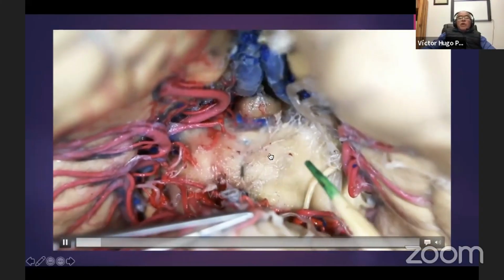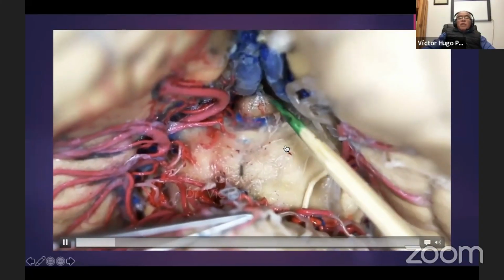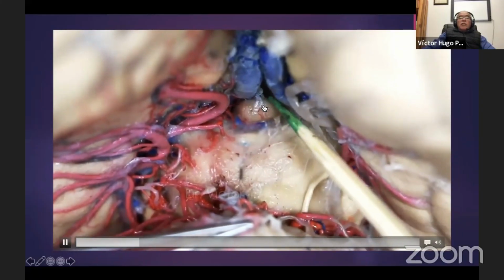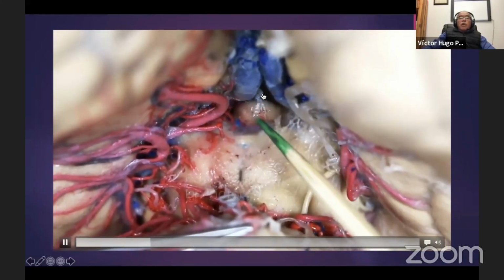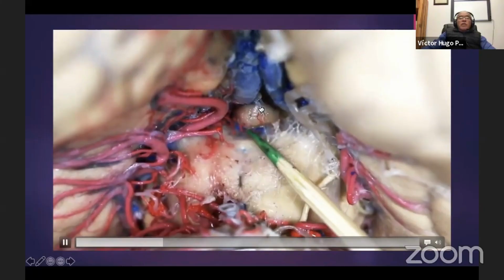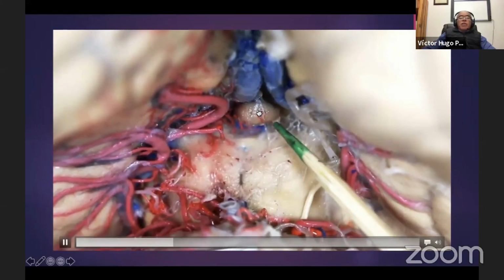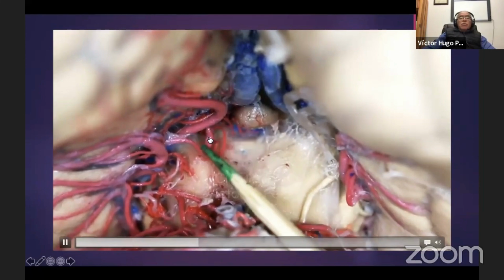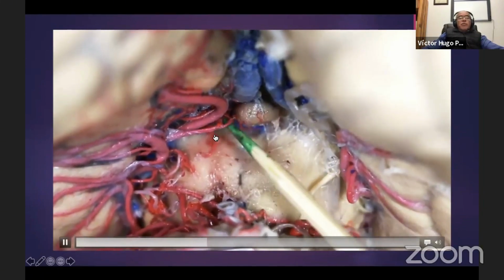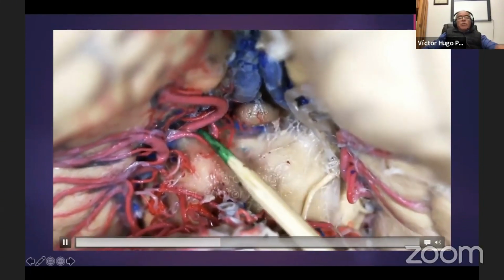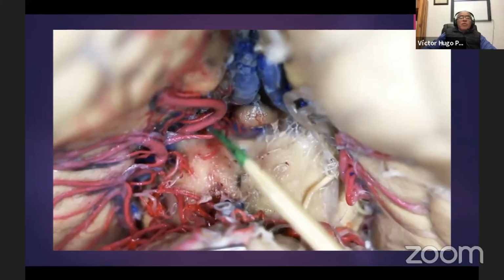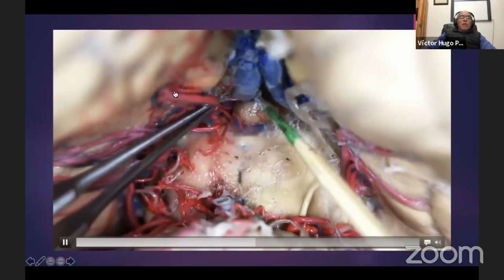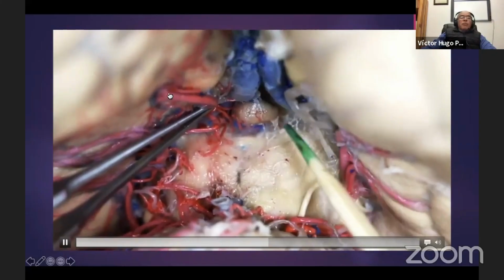This is quadrigeminal plate, and this is pineal gland, and this is a small arachnoid that fixes this pineal gland. This is a posteromedial choroidal artery, and this is most probably P4 segment.